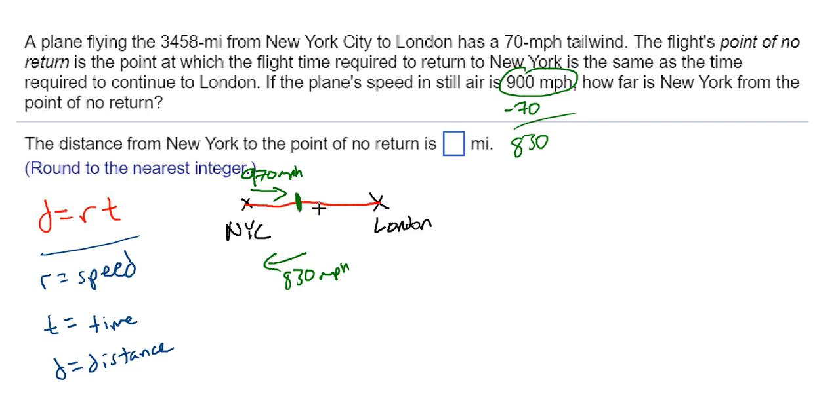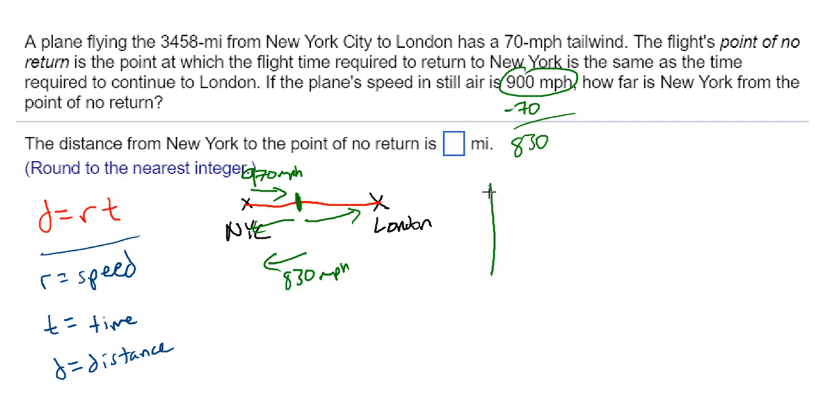I wouldn't put it exactly in the middle, because I don't think it's going to be exactly in the middle, where the time it would take to continue to London would be the same as if it decided to return back to New York, right? So the time in either direction here is going to be the same. So we're looking for what that distance is where the time to go back is the same as just going forward onto your original destination.